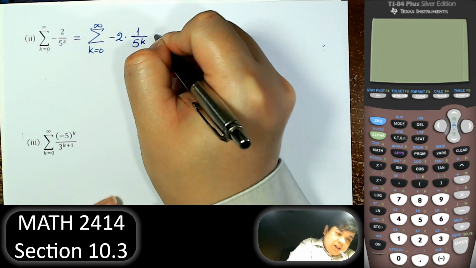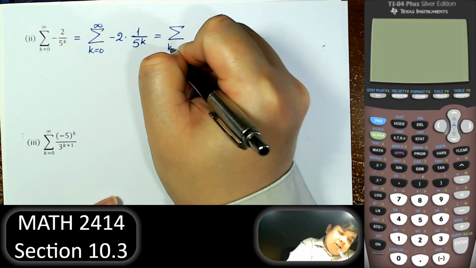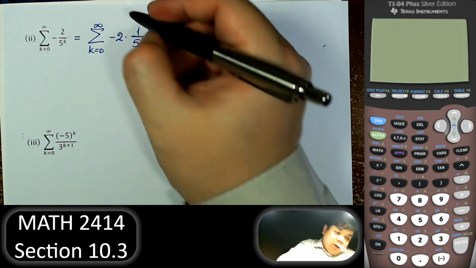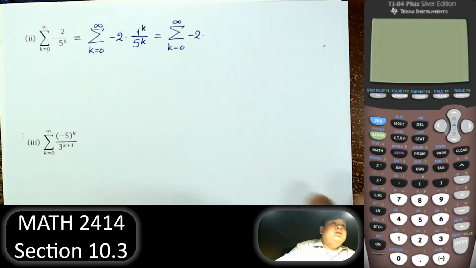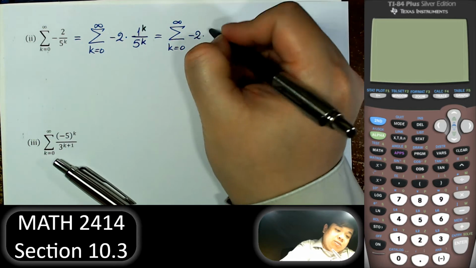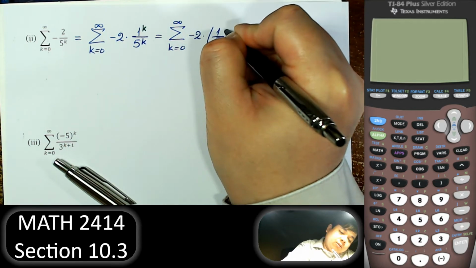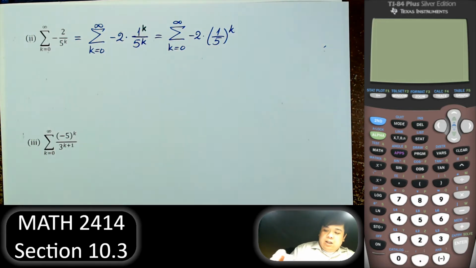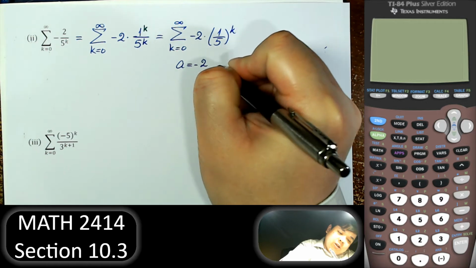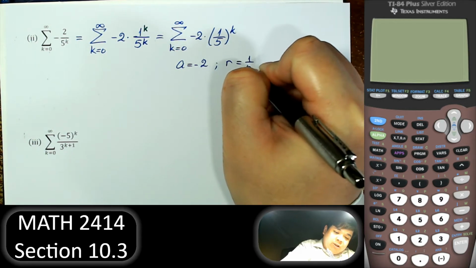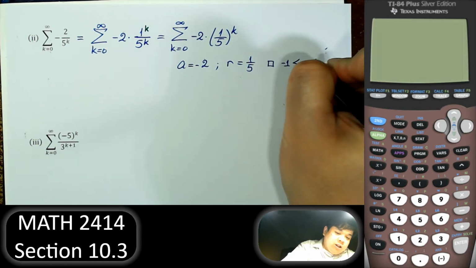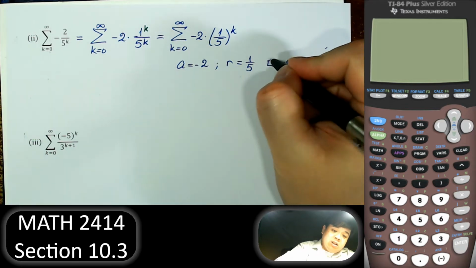And then here we can say 1 raised to any power is still 1, and since both of them are raised to the same power of k, you can bring that inside the power. Now in this one, obviously A is equal to -2 and R is equal to 1/5, and we do the check. Is that between -1 and 1? And 1/5 certainly is.